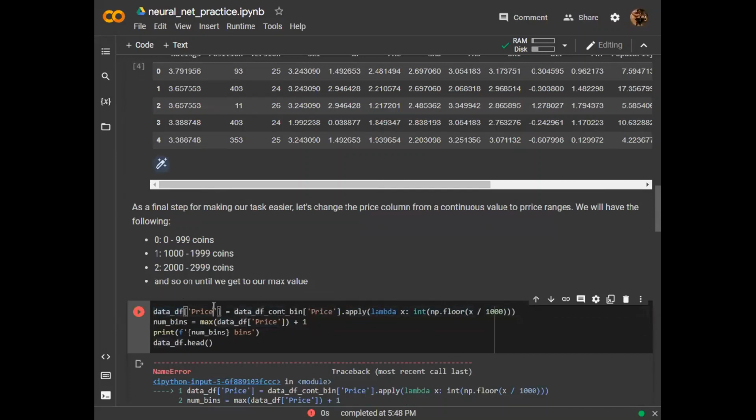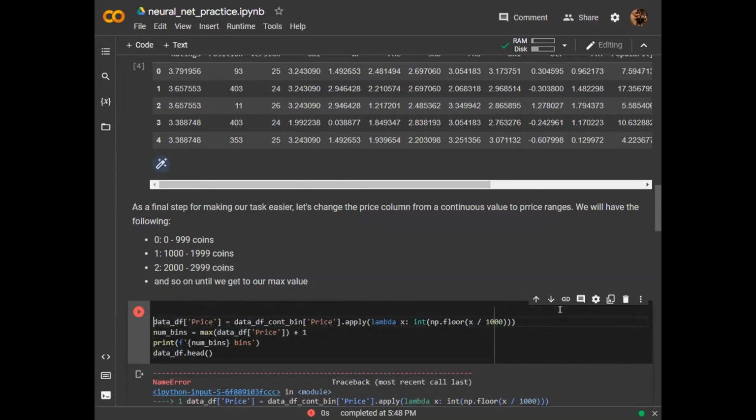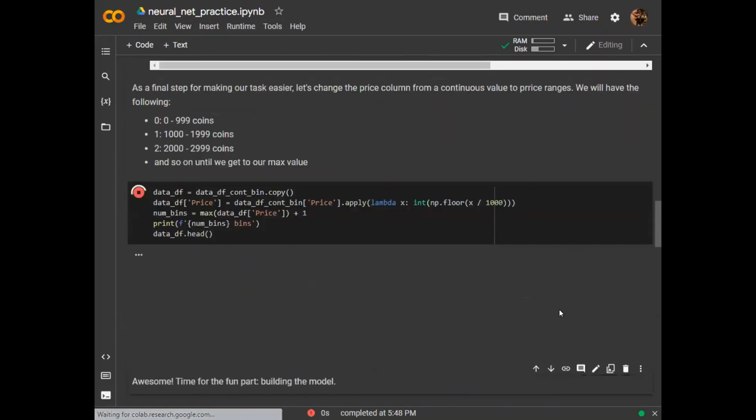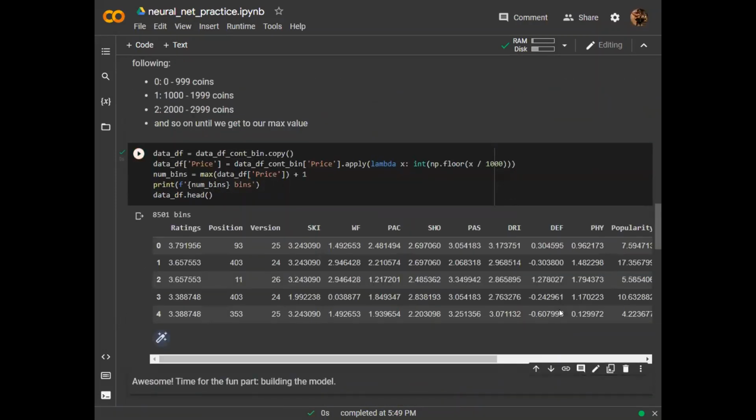So how you're going to make the edit here is you're just going to go to the top of the cell and write data equals, then the copy. And when you run the cell, now we're good, right?